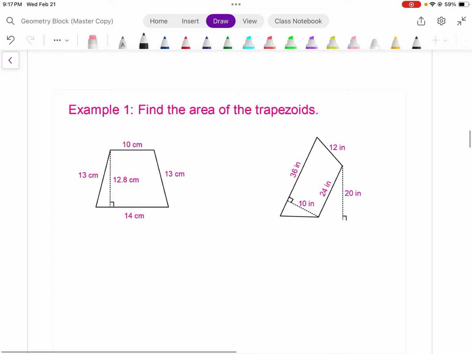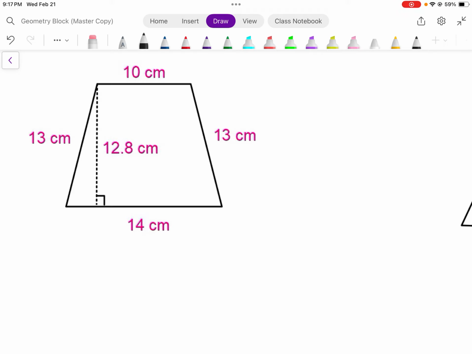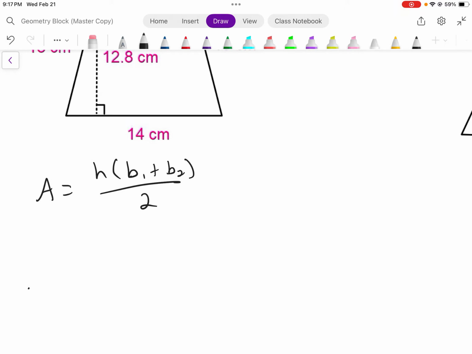So again, hopefully you noticed in the last one, the biggest thing when it comes to this unit is to identify the shape. So you've got to identify that this is a trapezoid. My formula is this. And in every single formula, there are unknowns. We're trying to find the area, so I need to know the height, base 1, and base 2. Those are the 3 things I need to identify, and if I identify those, it's just plugging it in.